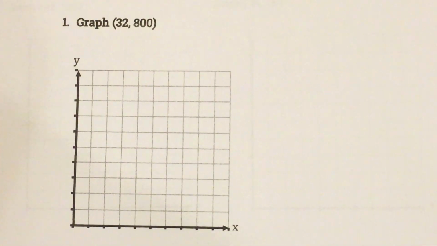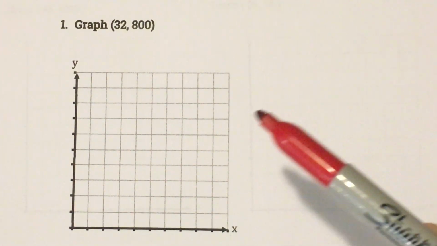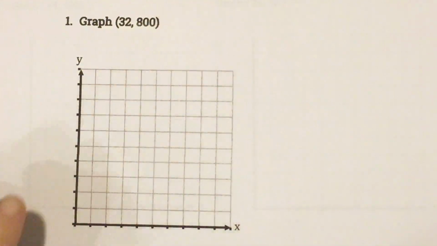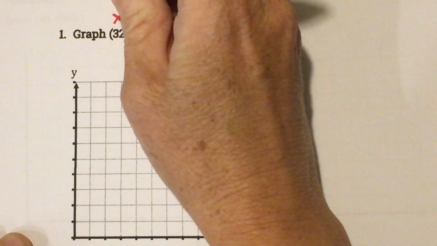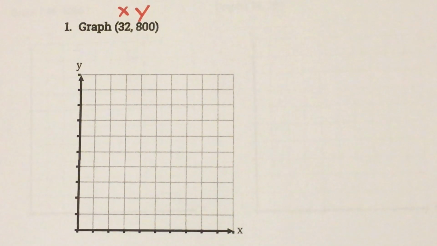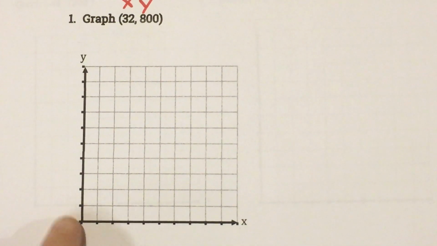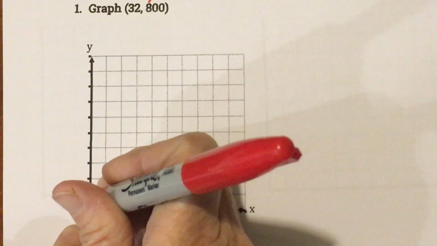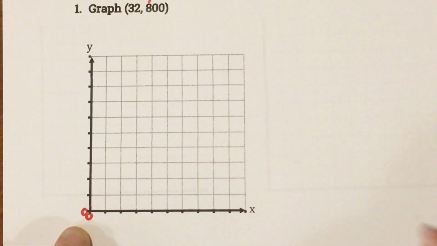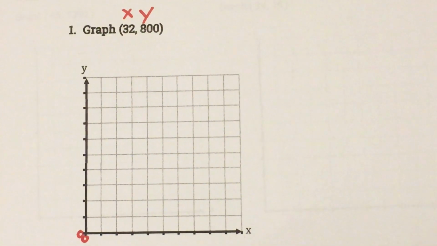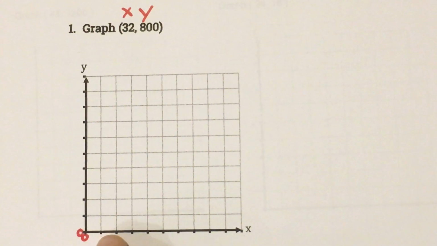So here's my first one. I grabbed my red pen so you can put your pencil down. Here's my ordered pair. And remember, when we get an ordered pair, we always put an X and a Y on top of it. My X is 32. What I remember here is this is my origin, a 0 and a 0. I need my x to get all the way to 32. So I have 0, 1, 2, 3, 4, 5, 6, 7, 8, 9.